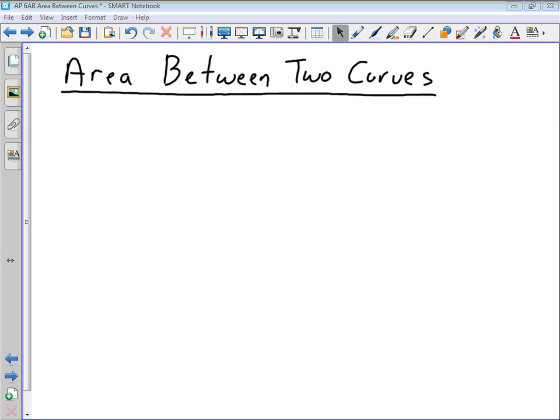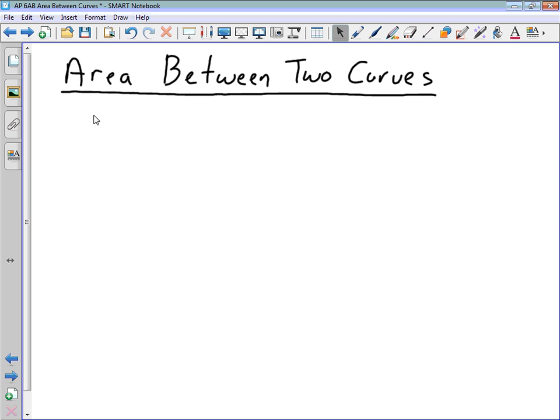Okay, so in the last lesson we looked at calculating the area between a given function and either the x-axis or the y-axis. What we're going to look at in this lesson is calculating the area between two curves. Basically, you're given two functions and you want to find the area between these two functions over some interval.